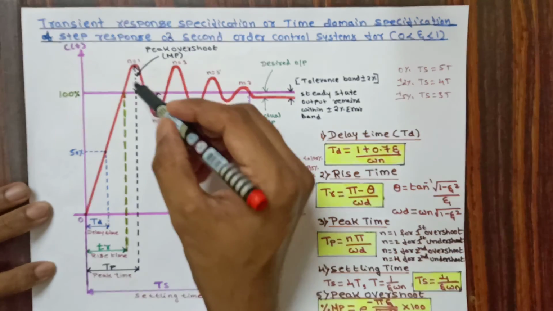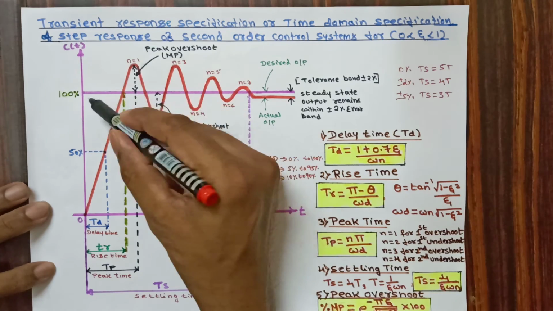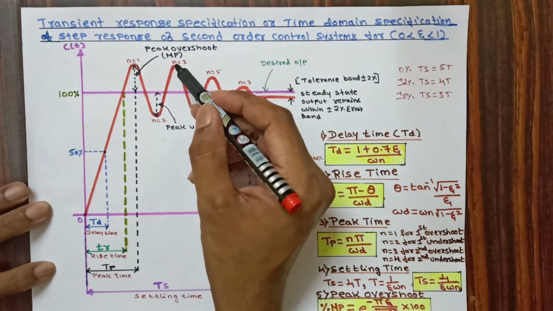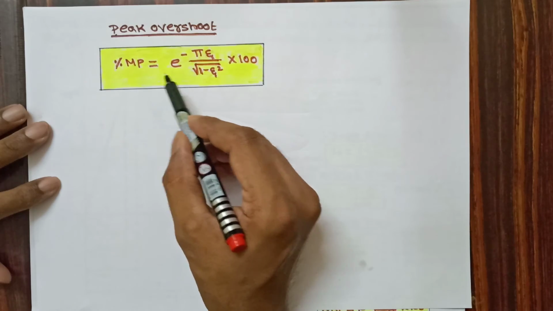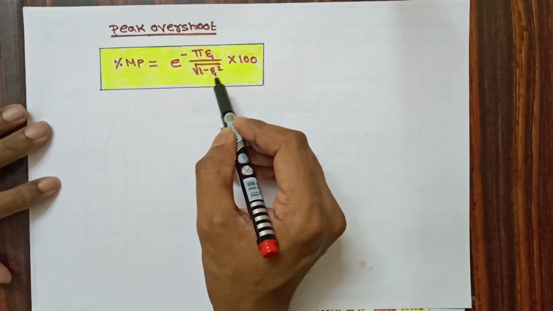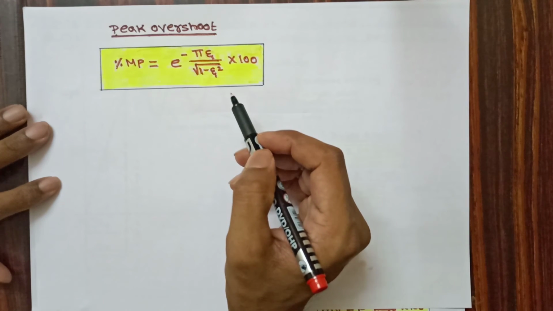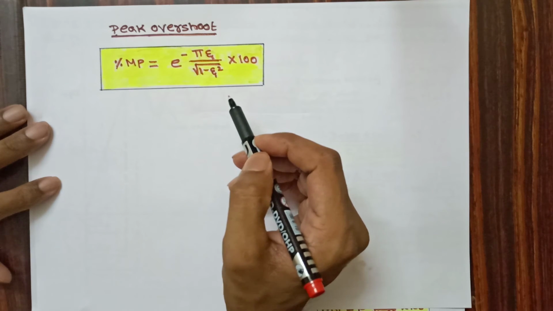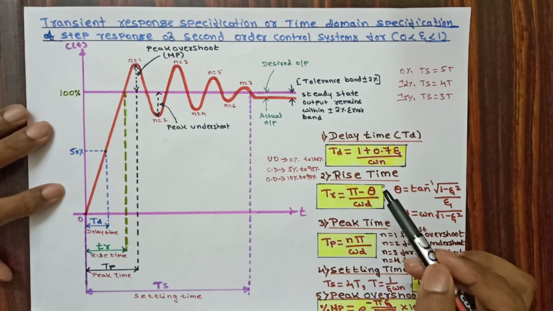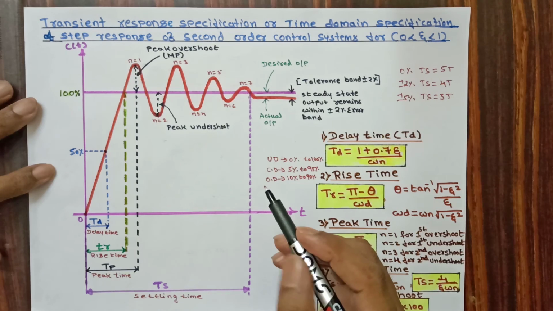Next you can see the peak overshoot. It is the largest error between the reference input and the output, and it is denoted by MP, and the formula is given by MP is equal to e power minus pi into zeta divided by root of 1 minus zeta square, into 100. These are the time domain specifications of a second order system, or else we can say transient response specifications. You need to remember these formulas. We will be using these formulas further to solve some problems.